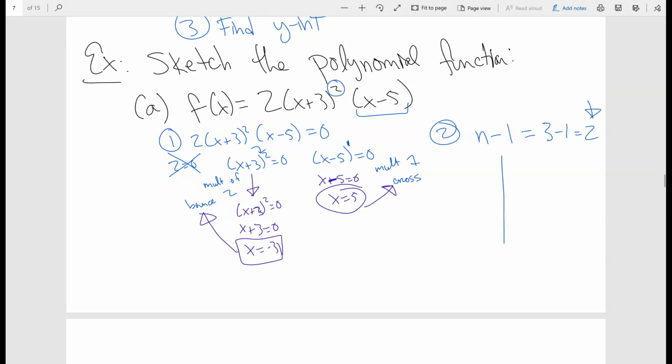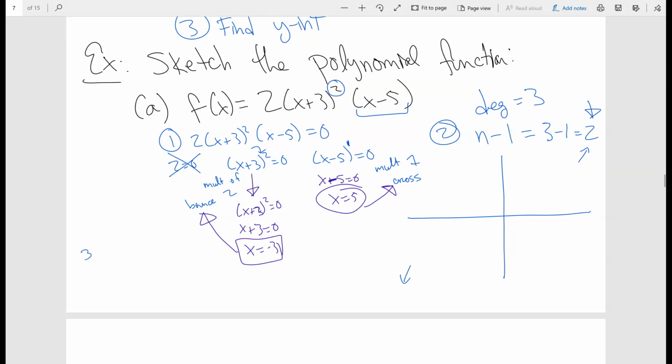All right, what would be the end behavior? Well, because the degree is equal to 3, and there's no negative on the outside, the end behavior is going to look like this, down and up. Okay, so that's kind of what it looks like. All right, so now before we start sketching it, let's go to the third step.